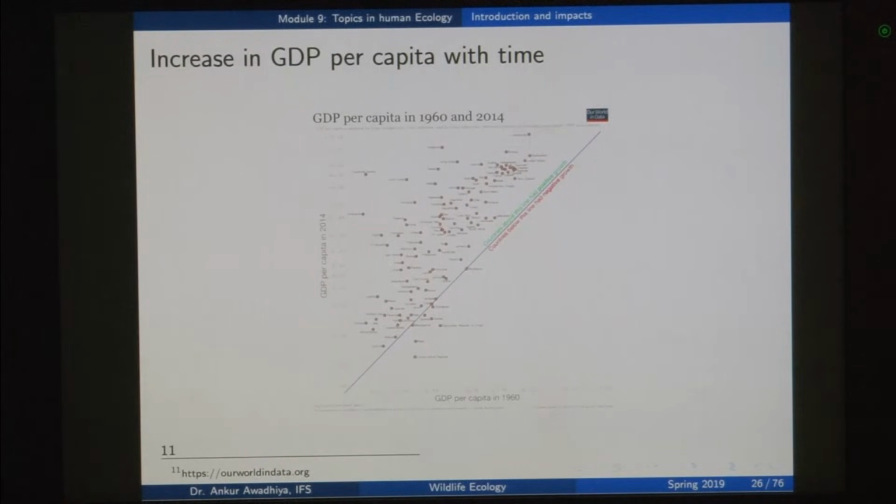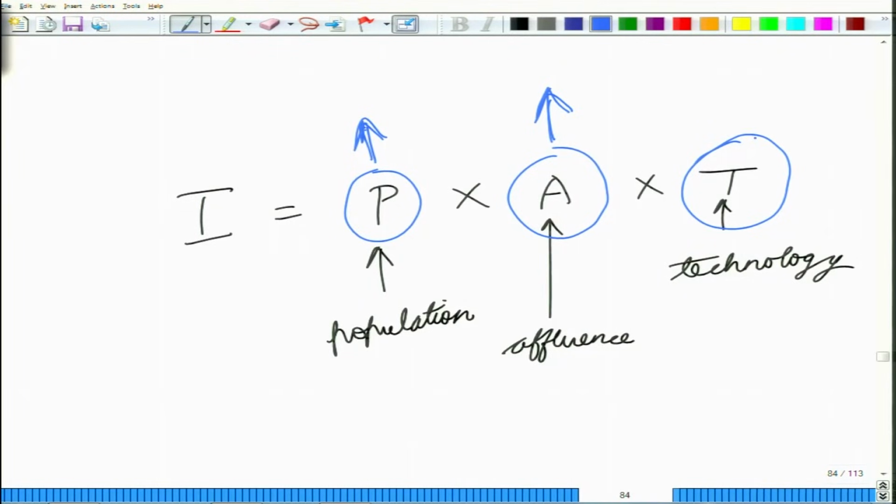It is not the case for just a few of the countries. Now, let us talk about the third factor of impact, which is the technology. What is the level of technological advances that we have been making? So, we will look at a few case studies.